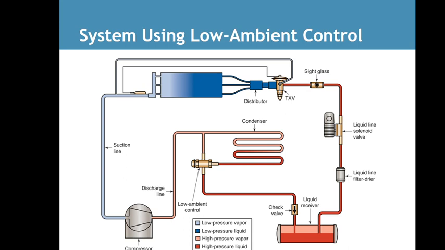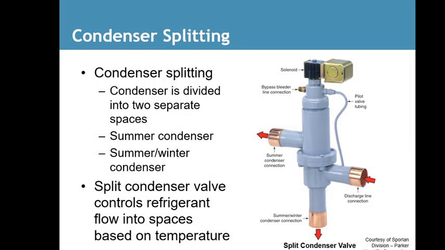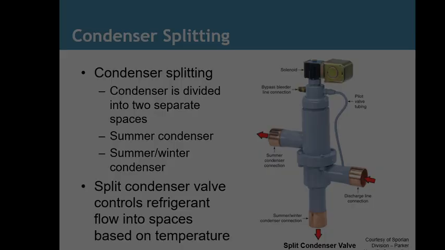Here's a diagram of using a low ambient control. Condenser splitting. The condenser is divided into two separate spaces, summer condenser and winter condenser. Split condenser valves control refrigerant flow into spaces based on the outside temperature.